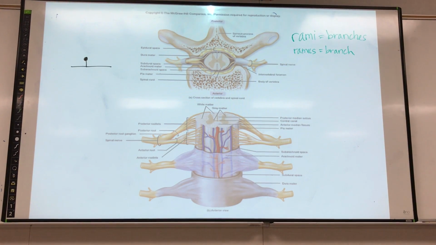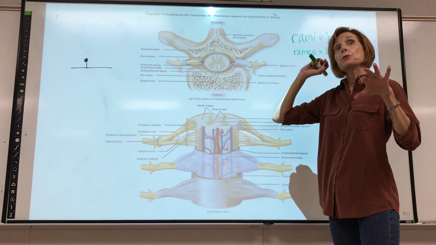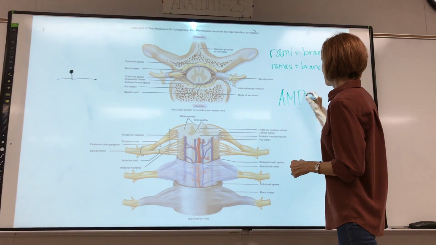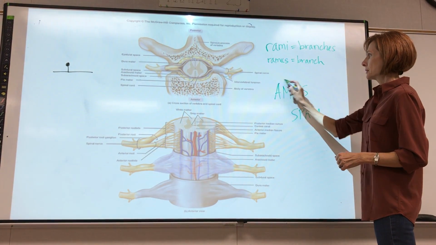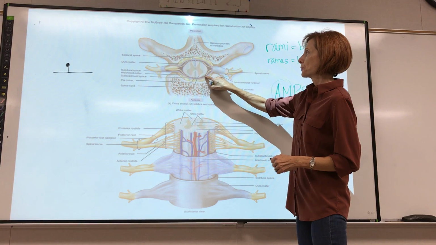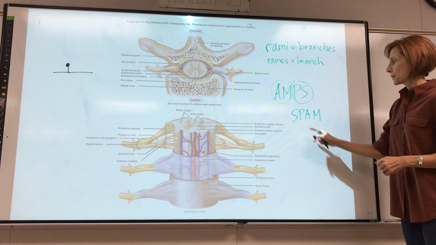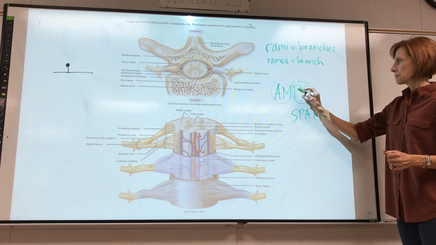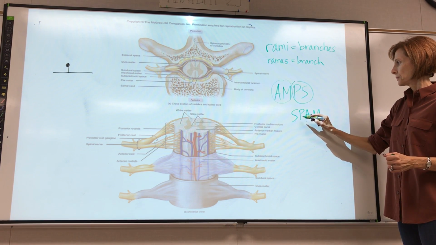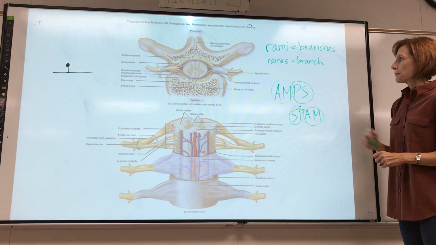Do you guys have questions so far on any of that? Actually, there is a mnemonic, just to tell you real quick, that might help you remember what travels in the roots of the spinal nerve. It is AMPS. Or if you like SPAM better, you could do it either way. Anterior is motor. The anterior root carries motor. The posterior root of the spinal nerve carries sensory. Or sensory is posterior, anterior is motor. Either way works. If that helps you, there you go.